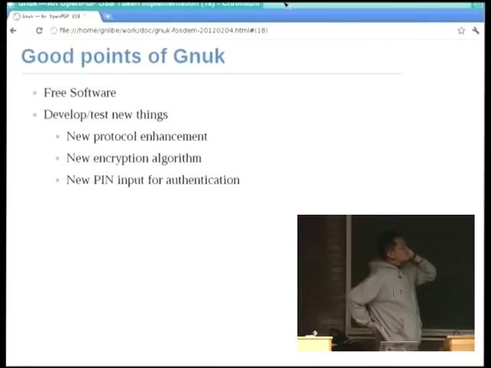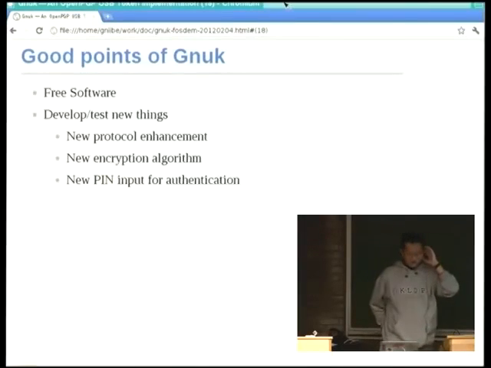And here are the good points of Gnuk. The first good point is that it is a free software implementation. This is a very good feature.